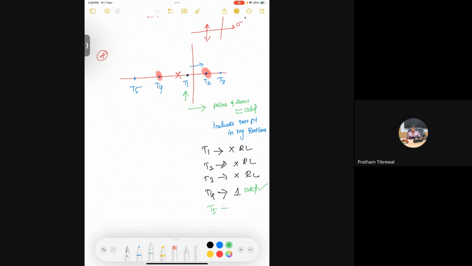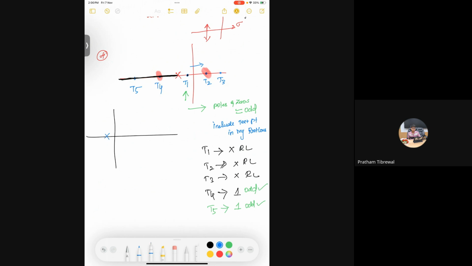Check with T5. That's also one, odd, so it will come in the root locus. Now I have tested all my test points, so I'm saying this is my root locus. Agree? Because other than this, no other test points are there. Okay, let me give two more examples.